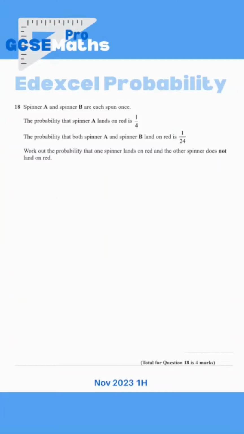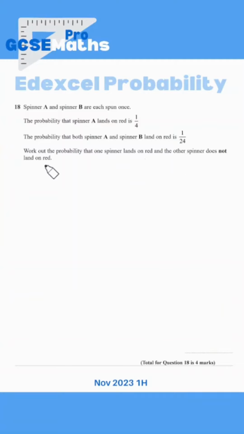Here are some of the hardest Edexcel probability questions. Do you know how to tackle this one? We've been told spinner A and spinner B are each spun once. The probability that spinner A lands on red is a quarter, and the probability that both A and B land on red is 1/24. Work out the probability that one spinner lands on red and the other does not land on red.